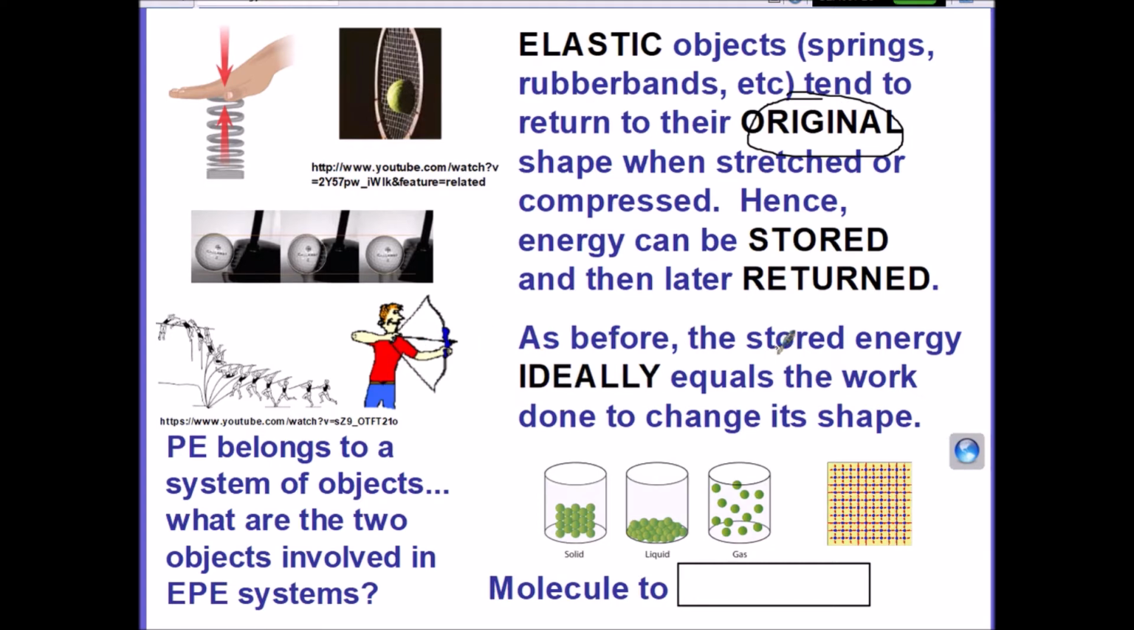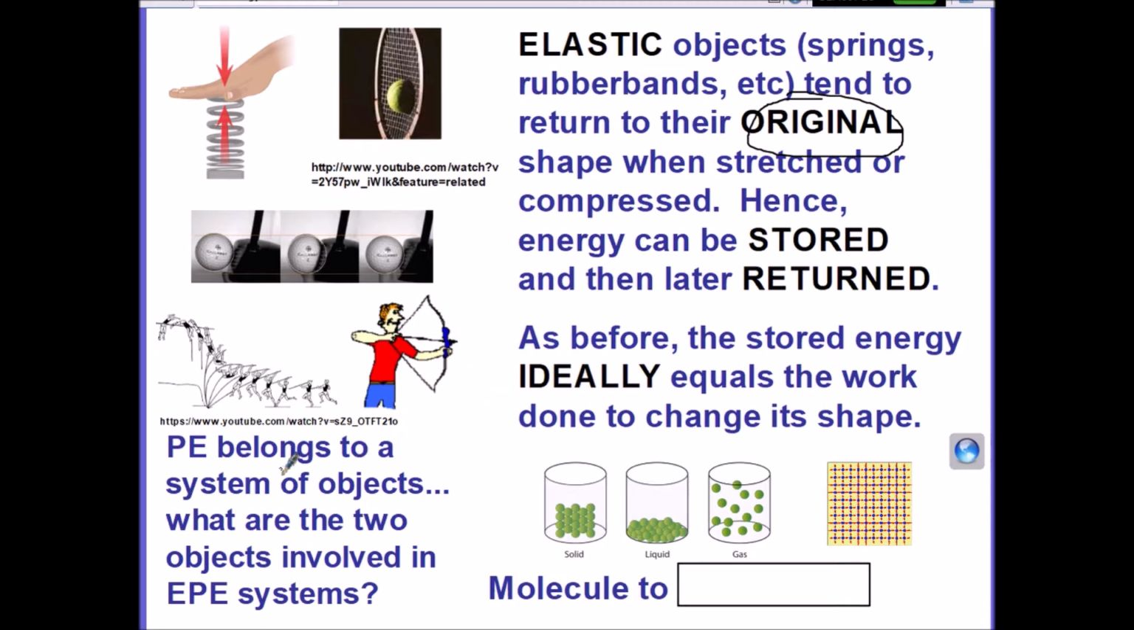Now, as before, the stored energy is ideally equal to the work done in changing the shape of that object. Now, we don't ever get 100% of the energy out from what we put in, so we never get all of that energy out, but nonetheless we can still get a fair amount.